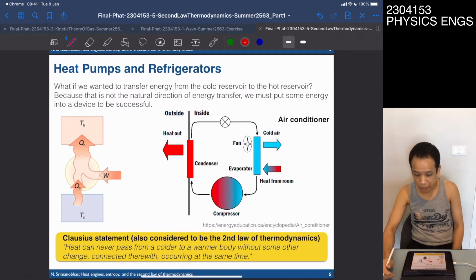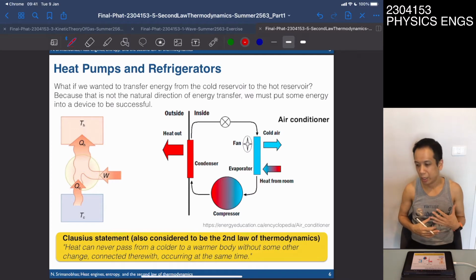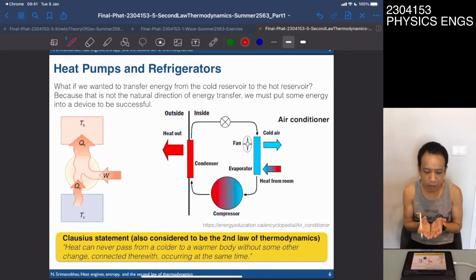So this is another statement which is also considered to be the second law of thermodynamics. This statement says that heat can never pass from a colder to a warmer body without some other change connected with it occurring at the same time. Okay, so what does it mean? It means that if you have two reservoirs, the heat will not transfer from cold to hot without work being done on it.